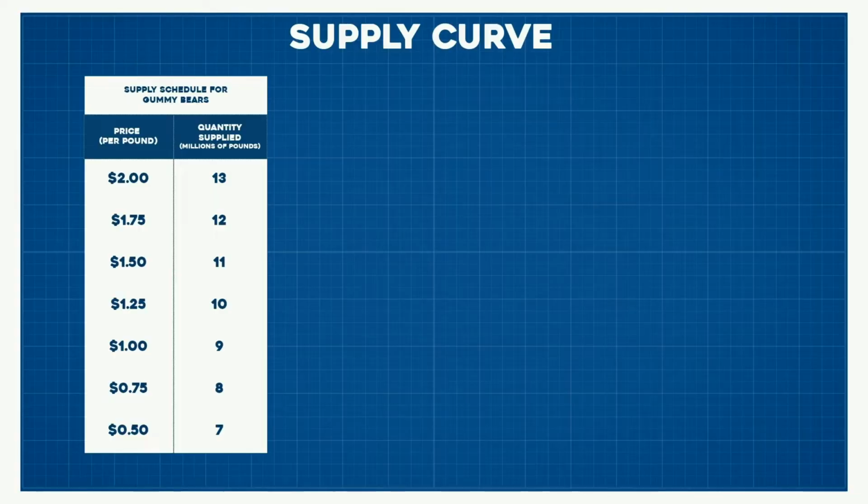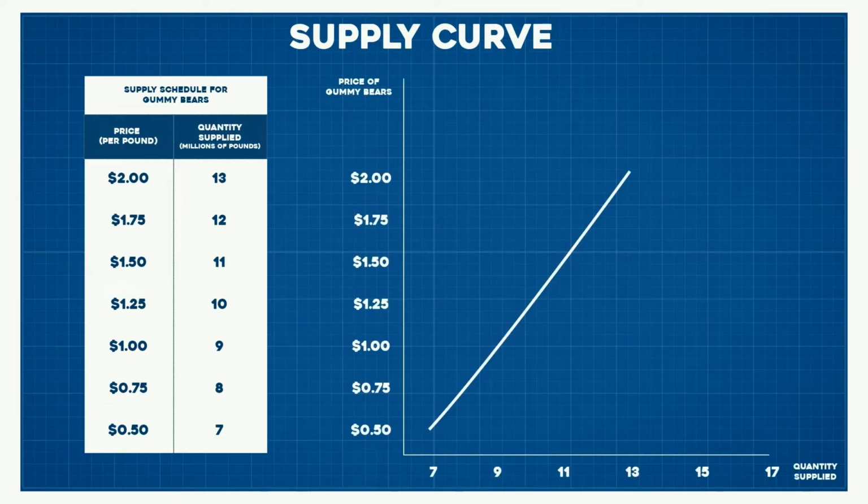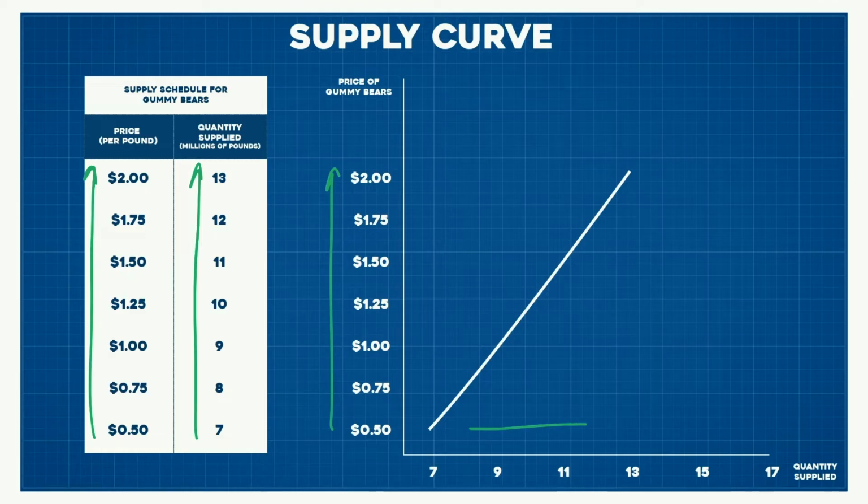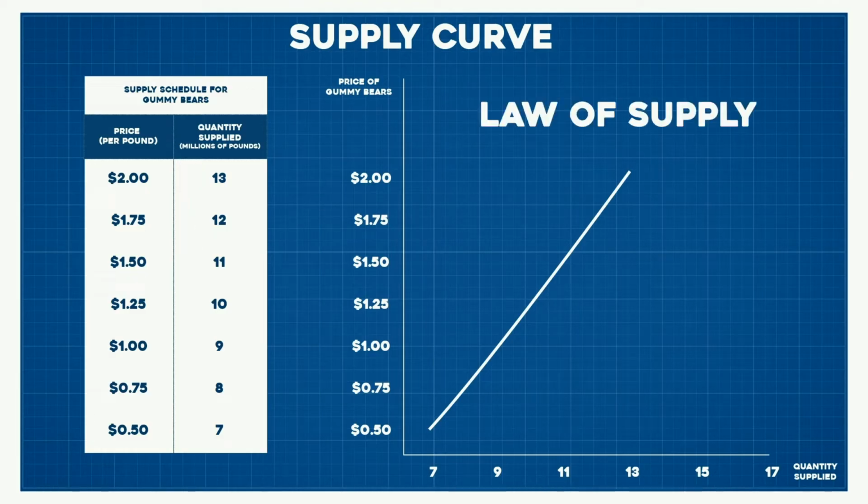Okay, here's the supply schedule, and it works the same way that the demand schedule did. Except in this case, it shows us how many gummy bears a producer is willing to sell at the given price points. And as you can imagine, we can graph that, and it would look like this. So what this schedule and this graph are telling us is that the higher the price, the more producers want to produce. And it's the same over here. The higher the price, the more they're going to bring to market. And that is what we call the law of supply.